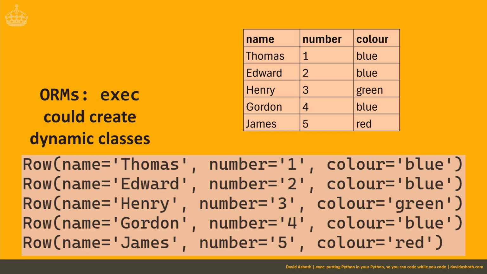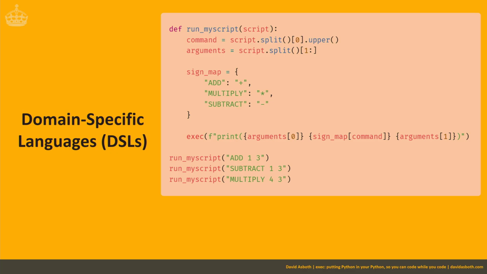Now, the other one that is fairly popular is domain-specific languages, DSLs, so like custom scripting languages for your applications, right? Now, this is a very contrived example, but let's say we want a little application that supports commands like, at the bottom, add 1 and 3, subtract 1 and 3, multiply 4 and 3, right?